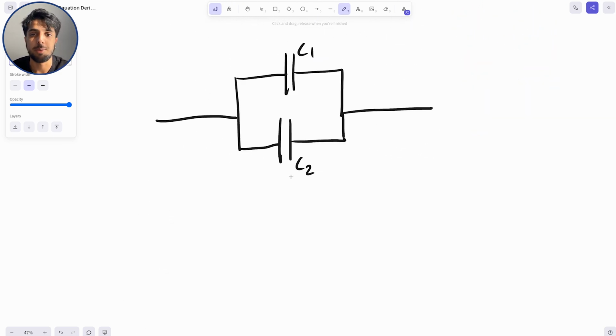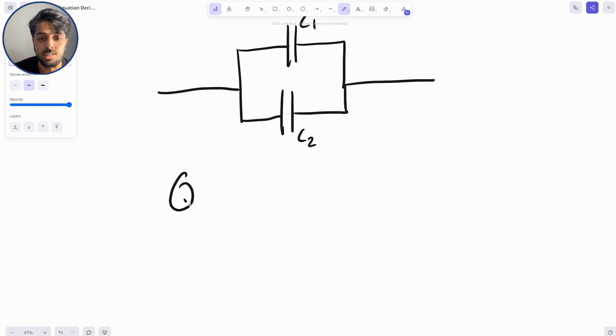Okay, so now for capacitance in parallel. We know in parallel circuits, the voltage of each branch is going to be equal to the total voltage. And we also know that the current is going to be split across each branch. And therefore, the charge in C1 and C2 are going to be different. So because of that, we know that the total charge is going to be equal to the charge of C1 plus the charge of C2.